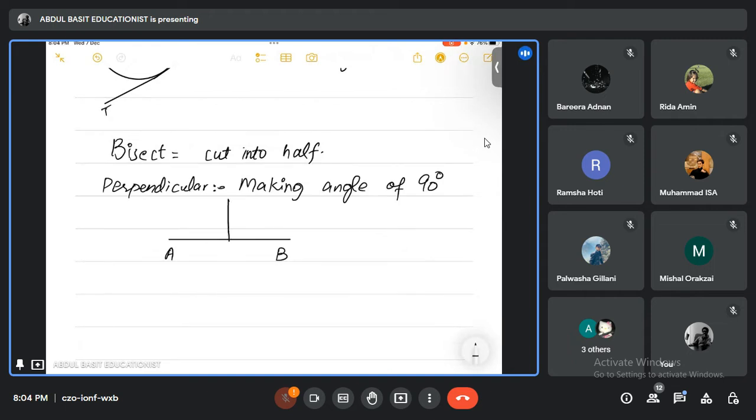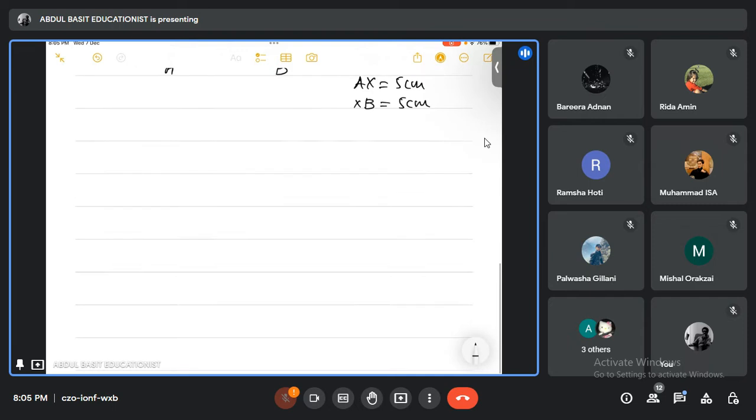And if a line is bisecting the line, it means that, for example, if the length of the line AB is equal to 10 centimeter, then A to X would be 5 centimeter, and X to B is also 5 centimeter, cut into half. And perpendicular means that this angle would be 90 degrees as well. If you get a question that it's a perpendicular bisector, a line will bisect the line into two pieces and it will make a 90 degree angle as well, as shown in the figure in front of you.